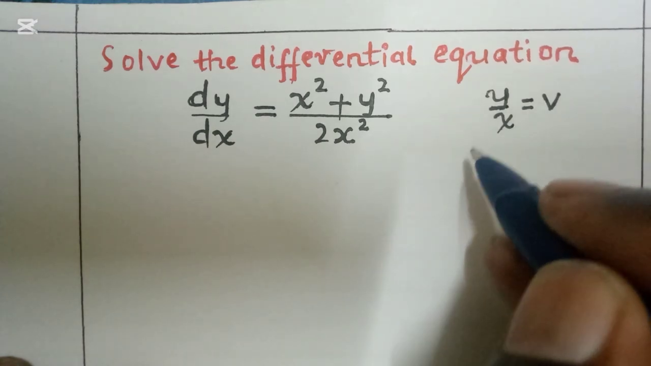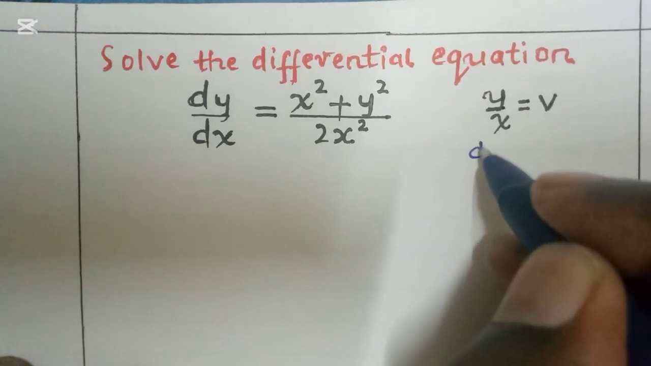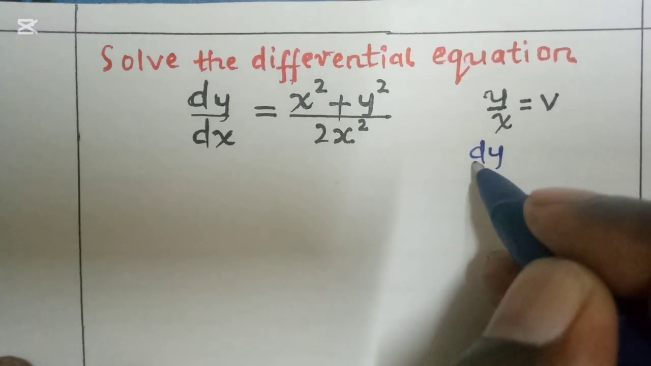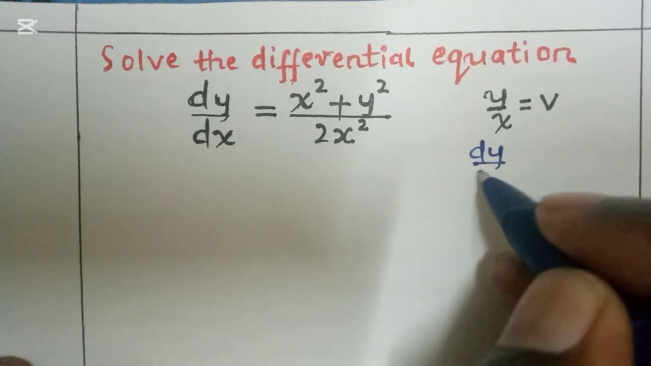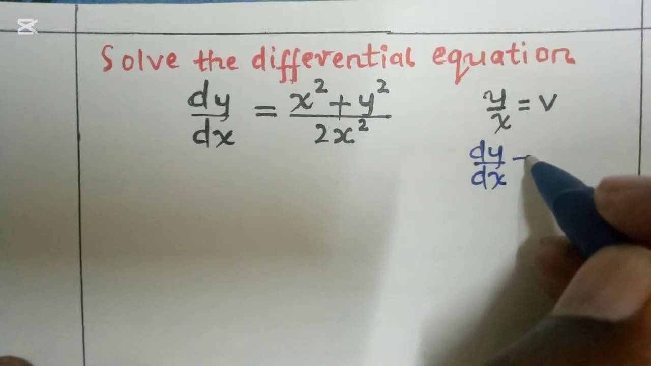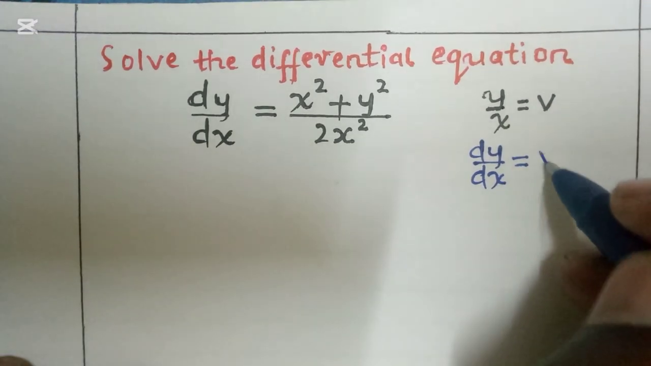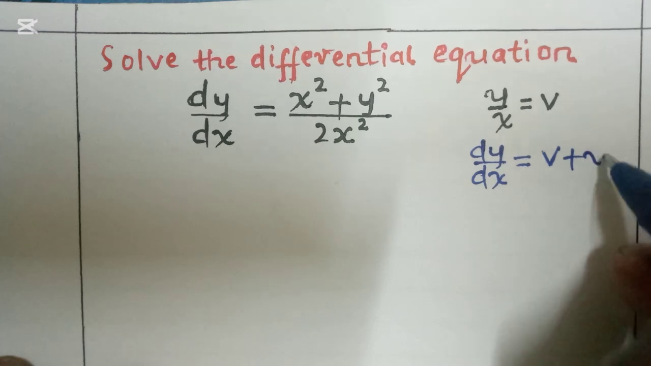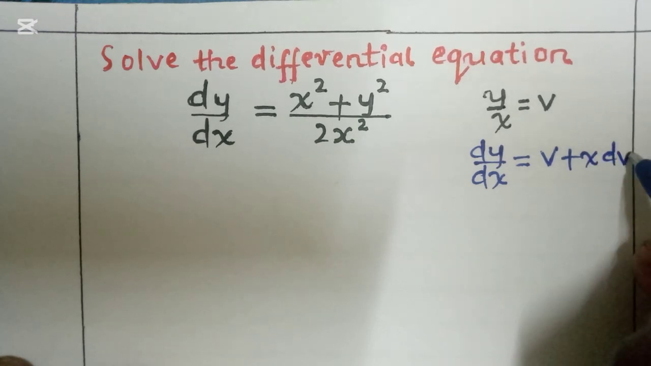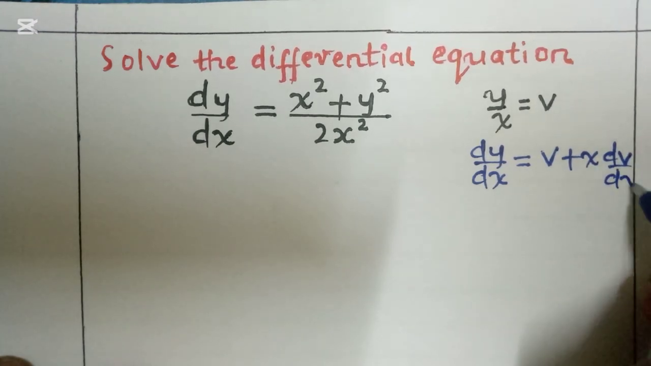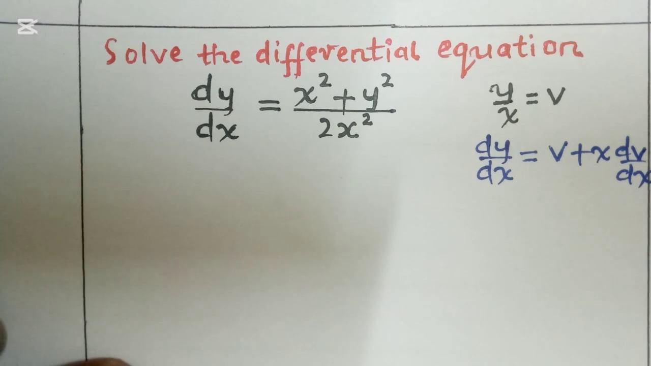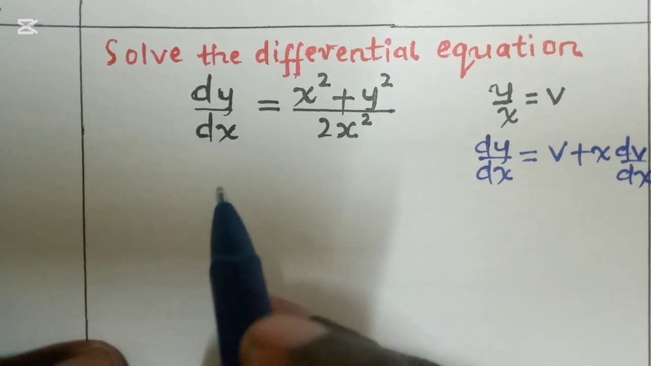This one we get dy all over dx gives us v plus x dv dx. So guys, let's dive into this question.